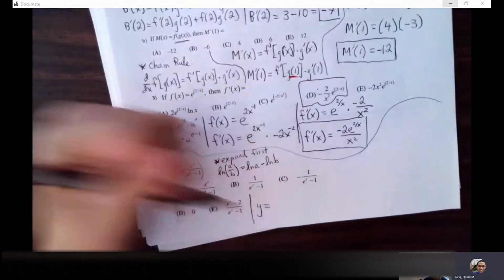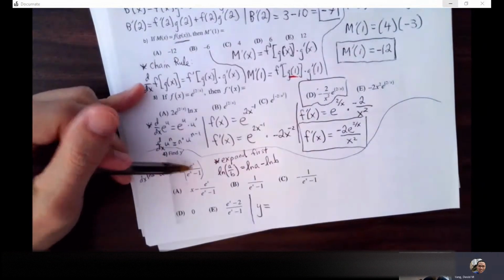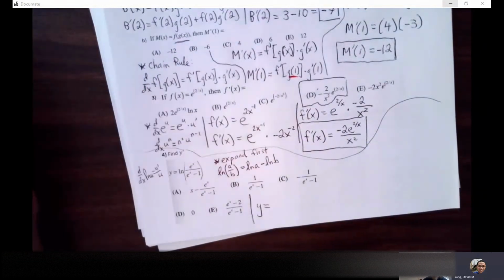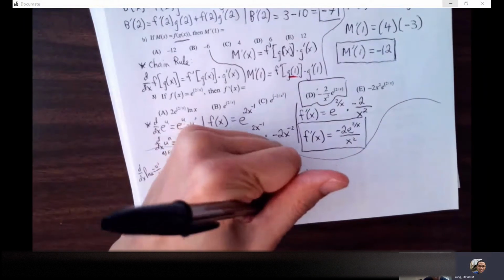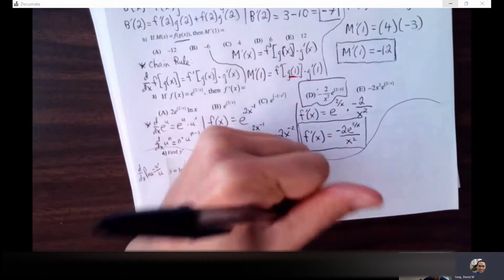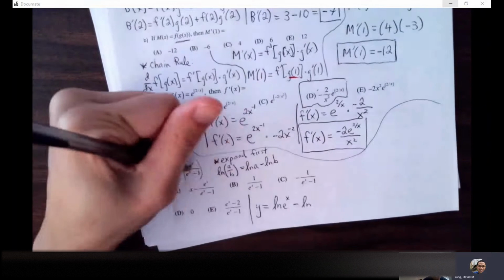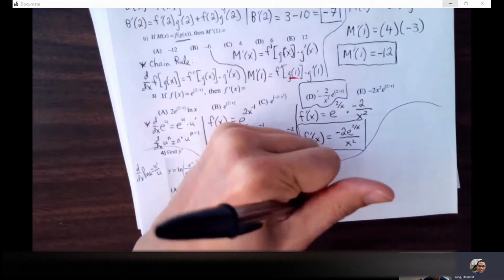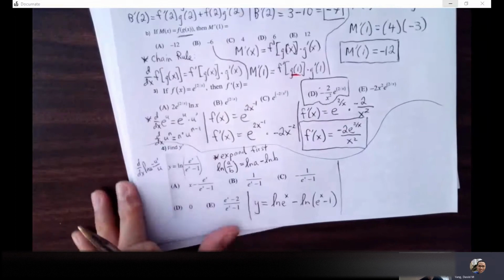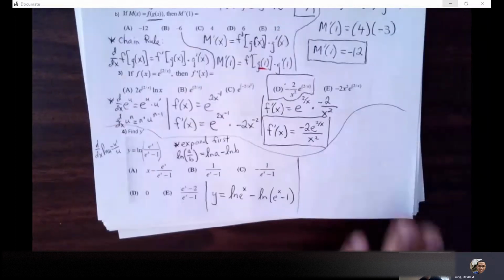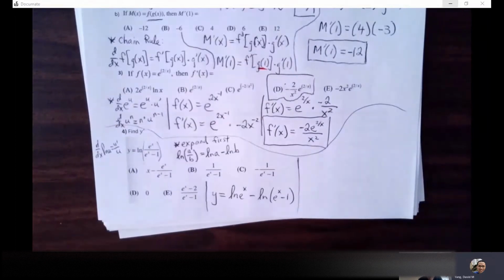So rewriting the problem, y equals, my a value is e to the x, my b value is that denominator, e to the x minus 1. So I have natural log of e to the x minus natural log of e to the x minus 1. Okay, so there's our equation. We'll have an easier time with its derivative.